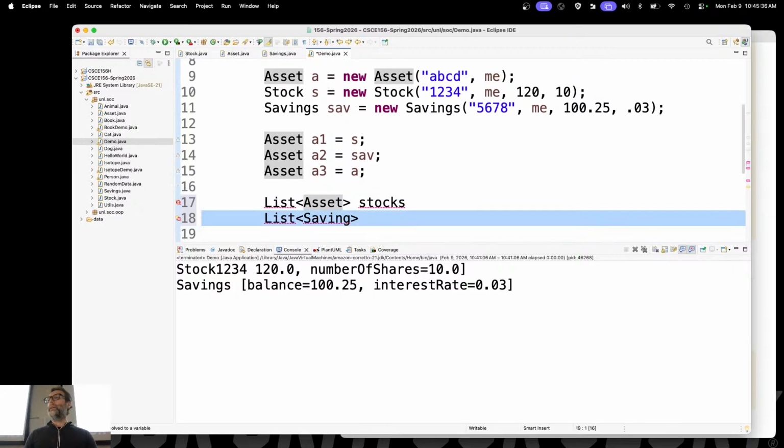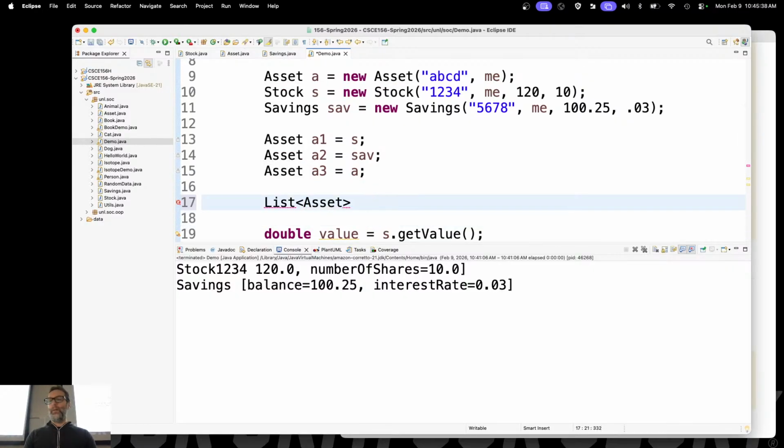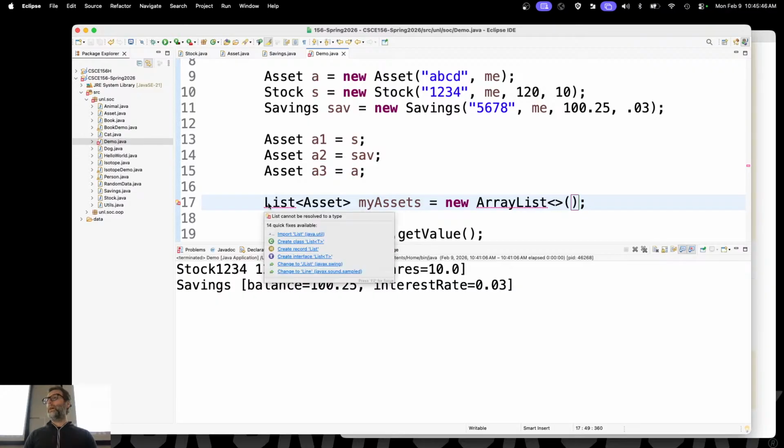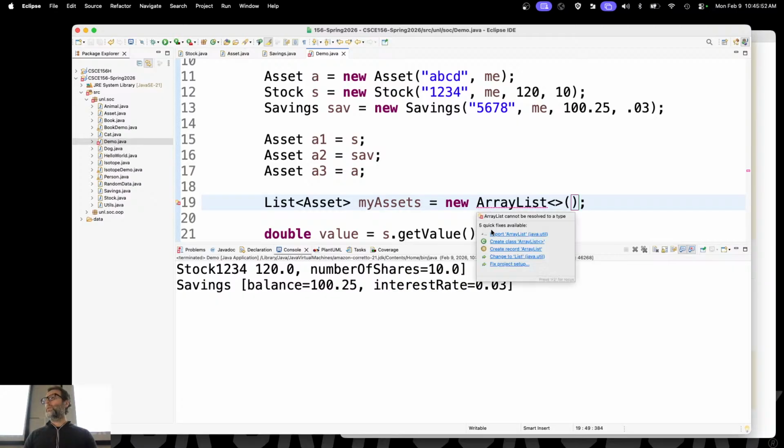A list of assets. And I'll just call it my assets. There we go. New array list. Okay. And I need to bring these things in now. I can't believe that they're not already in there, but whatever. Come on, import and import.